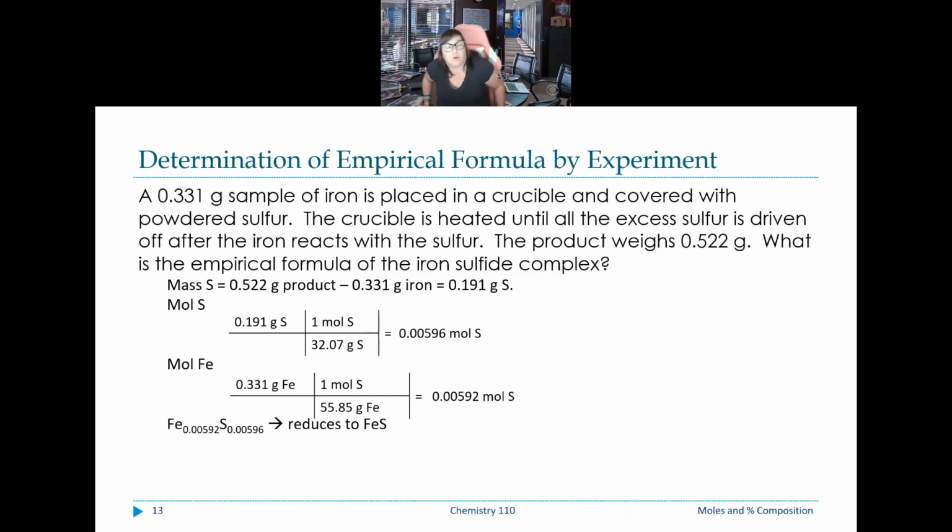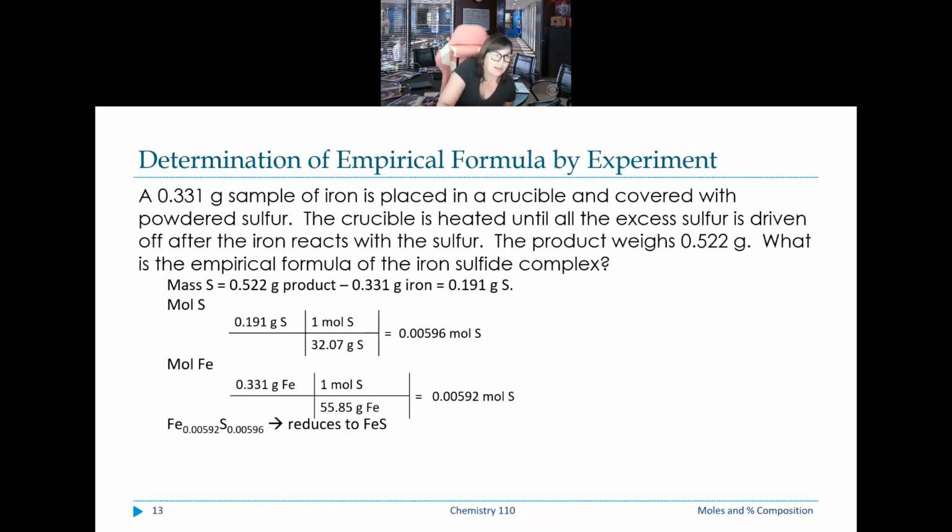Now we're going to talk about determining the empirical formula by experiment. So I take a sample of iron. It's placed in a crucible and covered with powdered sulfur. The crucible is heated until all the excess sulfur is driven off after the iron reacts with the sulfur. The product weighs 0.522 grams. What is the empirical formula of the iron sulfide complex?